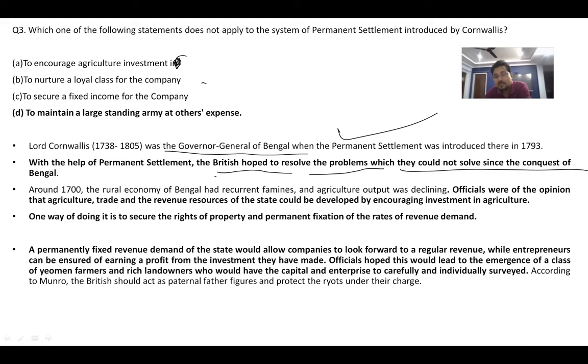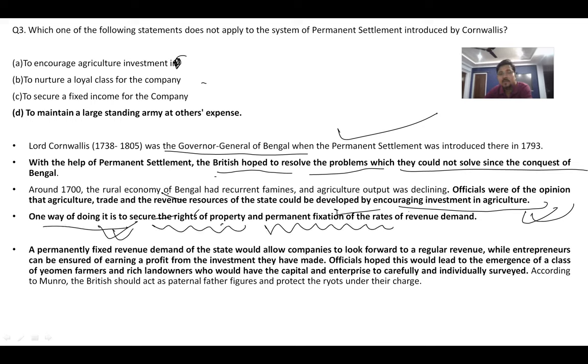So the officials were of the opinion that the agriculture, trade and revenue resources of the state could be developed by encouraging investment in agriculture. And one way of doing it was to secure the rights of property and permanent fixation of rates of revenue demand. For this reason, the permanent settlement was introduced.